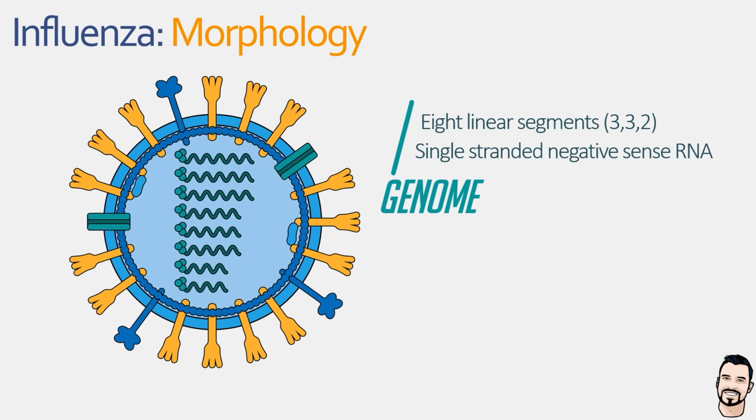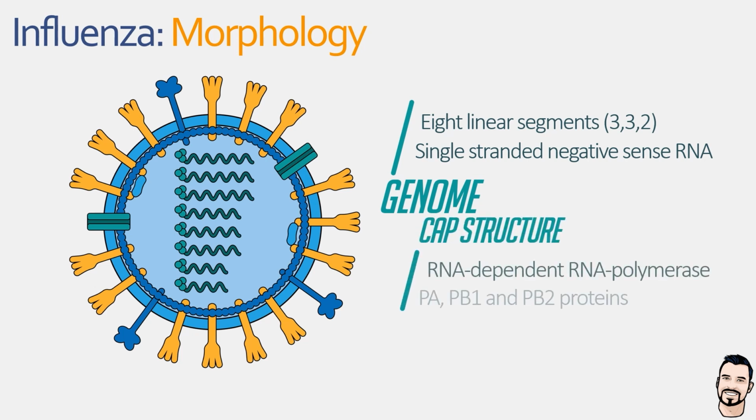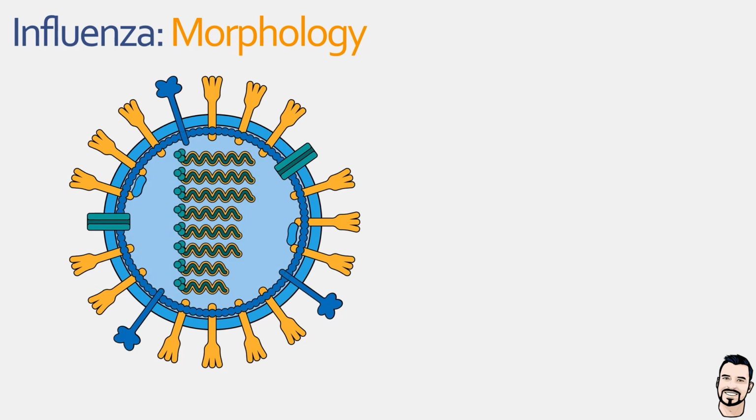And encoded on these 8 strands are the 10 different proteins required to make a fully functional virion. Now, associated with each linear segment of the genome is what we call a cap structure. This is a viral RNA-dependent RNA polymerase composed of 3 proteins, PA, PB1 and PB2, and together they allow the production of viral messenger RNA as well as replicating the viral genome in the nucleus of the host cell.